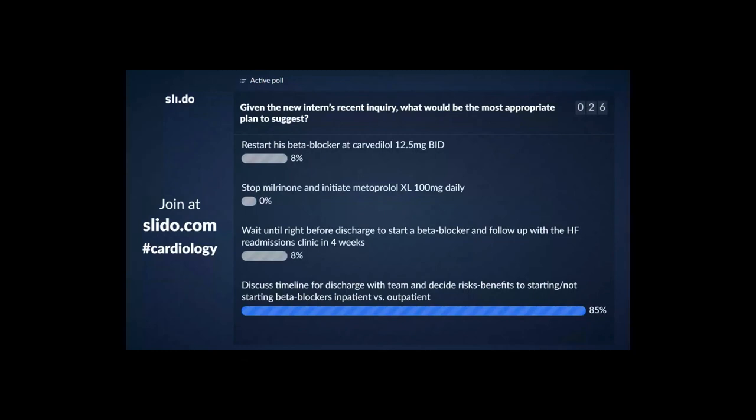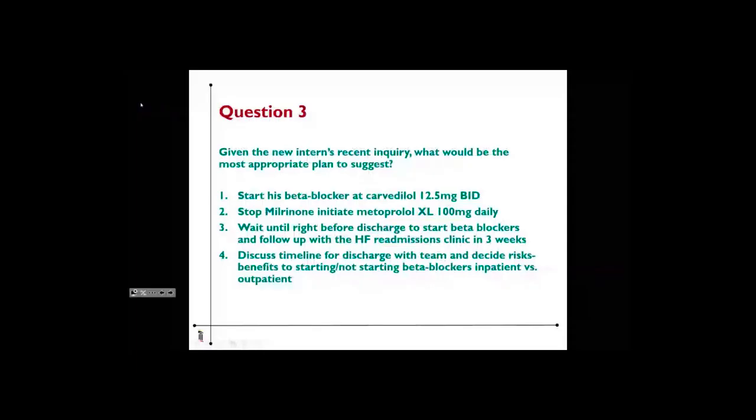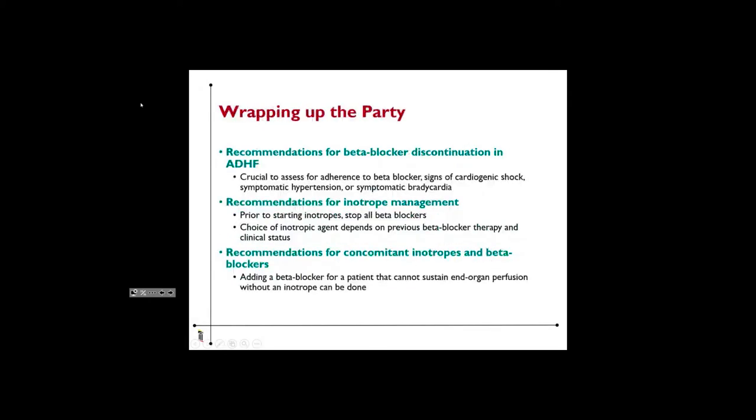It looks like a lot of people would agree that we really need to discuss this timeline and decide some of the risk factors about initiating and deciding whether we want to start beta blockers inpatient or outpatient. But it's a discussion that needs to be had.